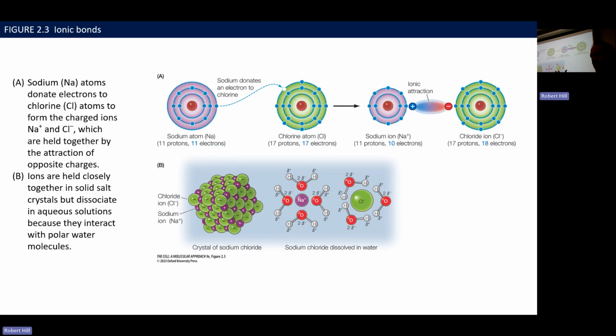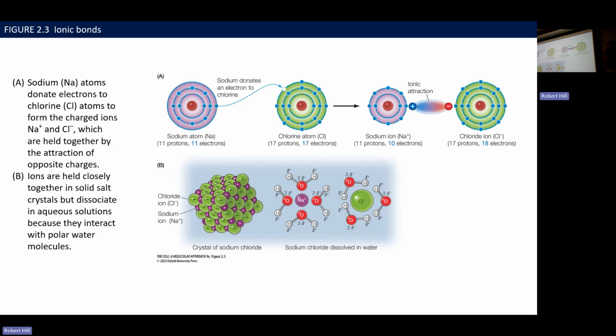But that donation causes a change in charge. You're giving that atom a negative charge. So chlorine now becomes Cl minus, and sodium now becomes Na plus. That opposite charge is enough to create what's called an ionic bond, right? Similar to the hydrogen bonding, which we talked about. But this actually involves a donation of an electron, and that donation is permanent.